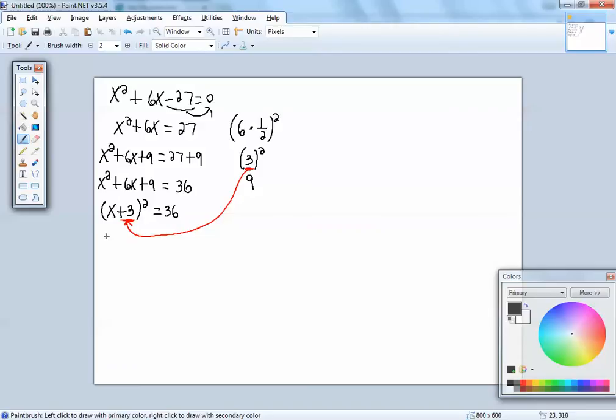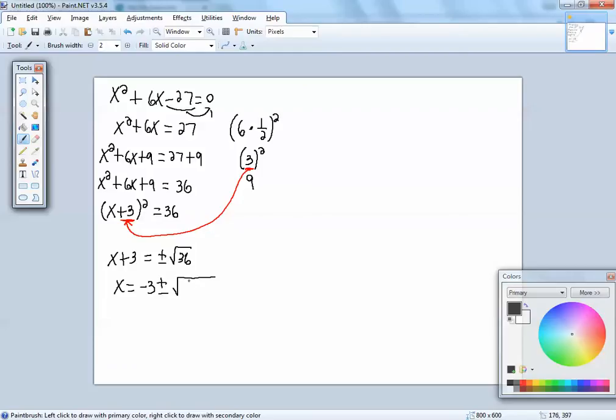Step 5. Solve using the square root property. If you got something squared equal to something else, you drop your squared, and you put a plus or minus square root around the other side. Now I'm going to take that 3 and move it over, so that becomes a negative 3, plus or minus.